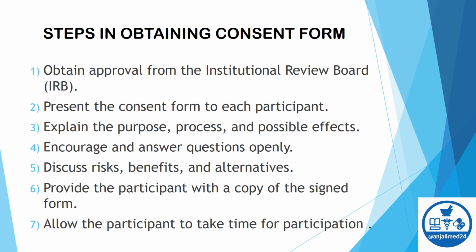Step 3. Now clearly explain the purpose, procedure, duration and the outcomes of this research in simple language, or in a language they understand. Step 4. Encourage the participant to ask any questions related to the study, and answer each question honestly and respectfully. Step 5. Discuss all the possible risks, benefits, or any other treatment which is available, or suitable options. Step 6. Once the consent is obtained, give the participant a signed copy of the form for records. Step 7. Allow the participant to take time for the participation.